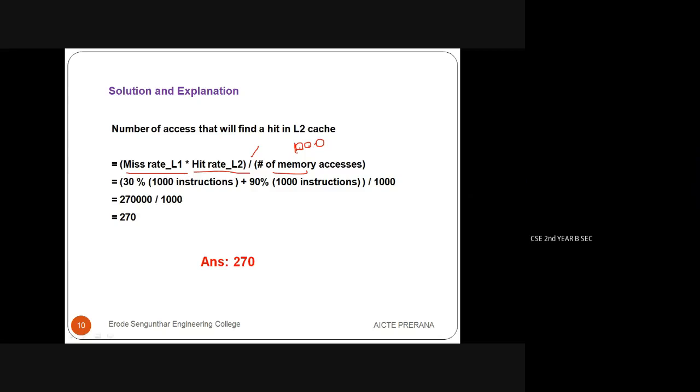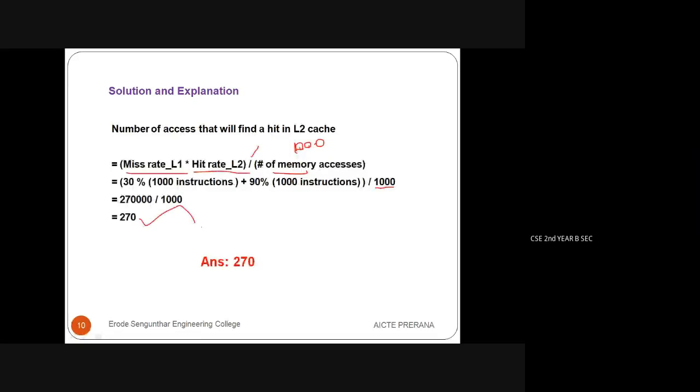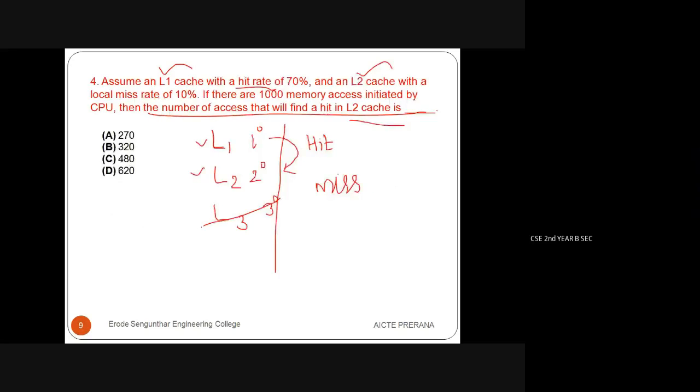So we are just substituting 30% into 1000 instructions plus 90% into 1000 instructions, divided by the total of 1000 memory accesses. When we compute, we get the answer as 270. So the right option is 270, that is option A.